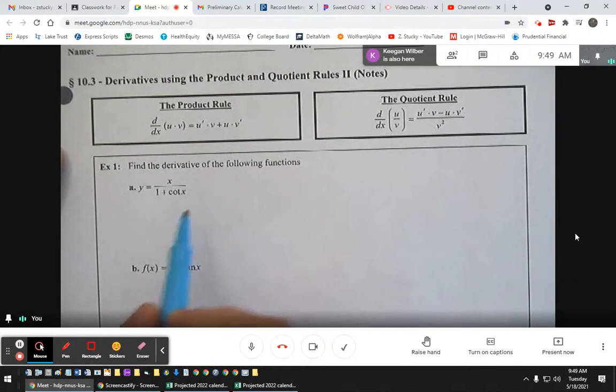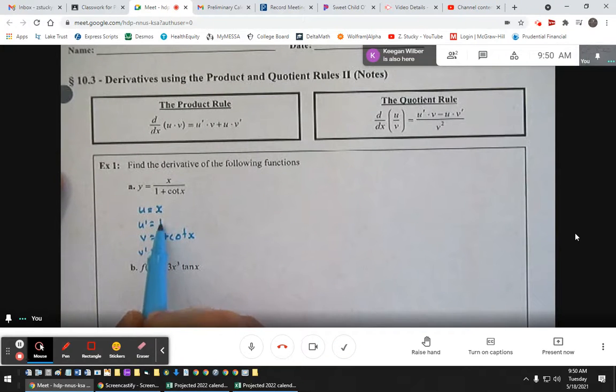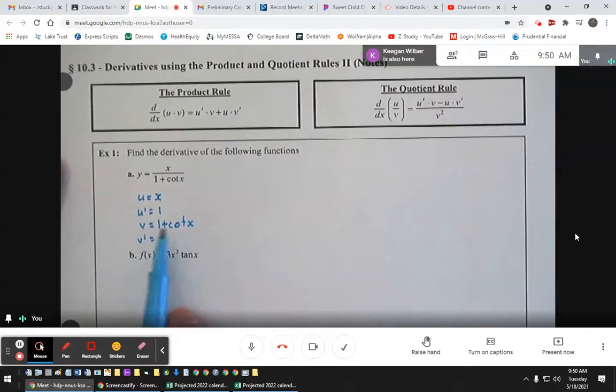So I'm going to identify my u's and v's first. U is equal to the top. V is equal to the bottom. Now I like to write my u's and v's and then go back and identify the derivatives. So what's the derivative of x? 1. What's the derivative of 1 plus cotangent?